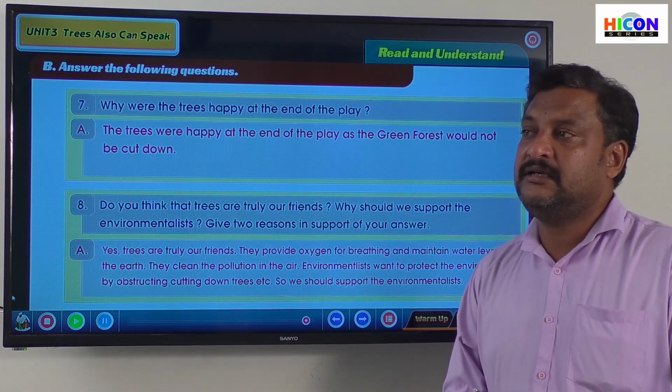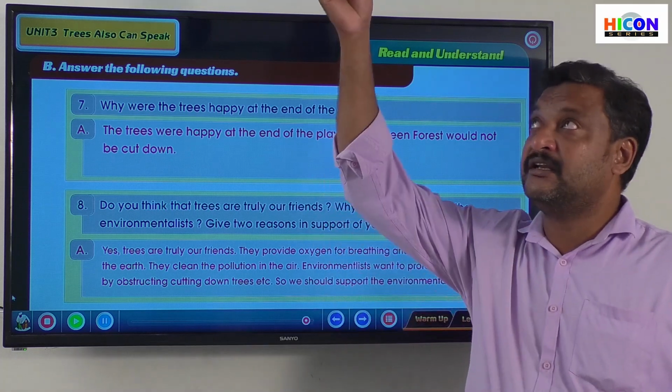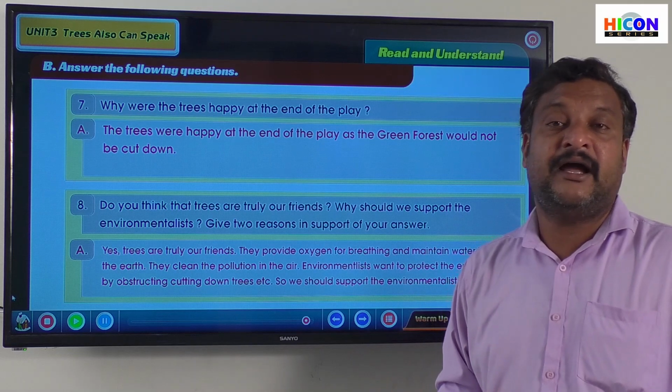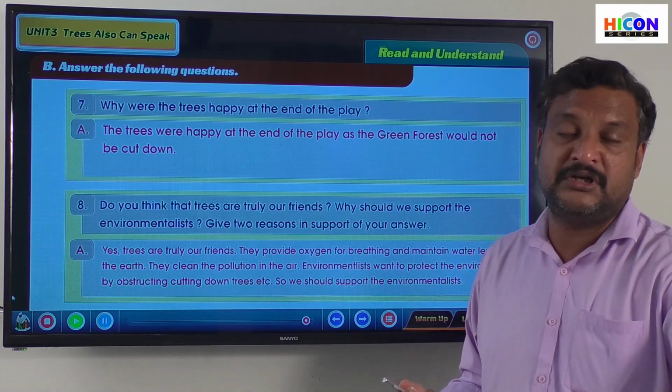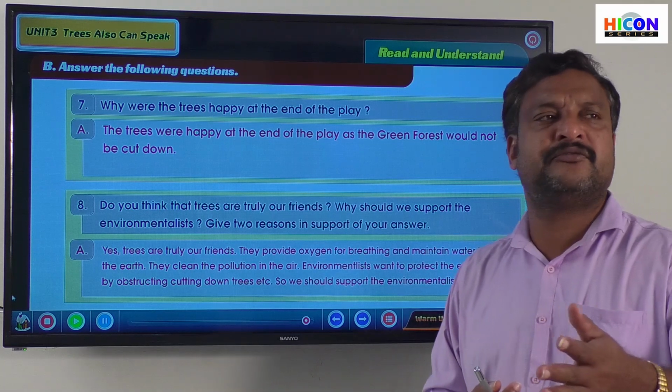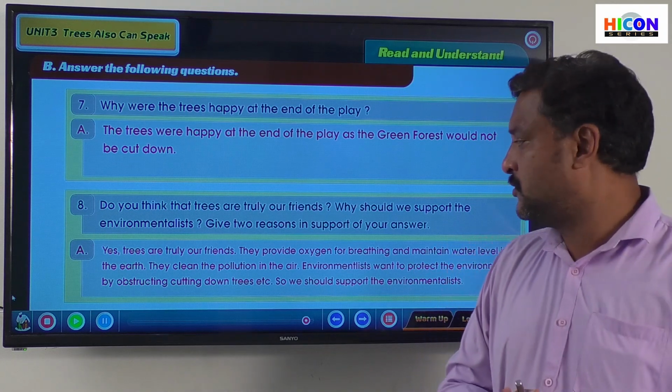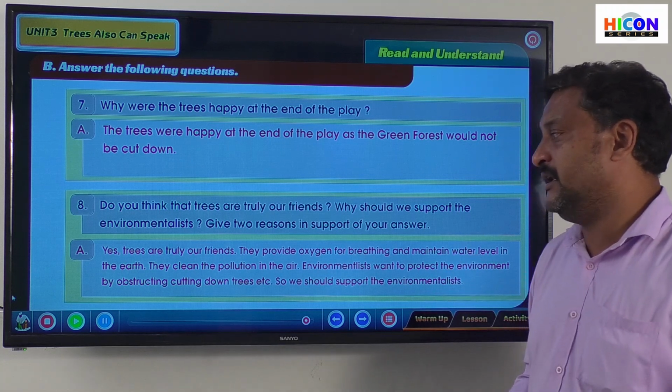If the earth absorbs the water, this water will go down and join the underwater resources. But if the raindrops directly fall on the earth, it's actually falling at a great speed and it will not go down into the earth. It will simply flow off into the drainage. Okay, so the trees help to maintain the water level.